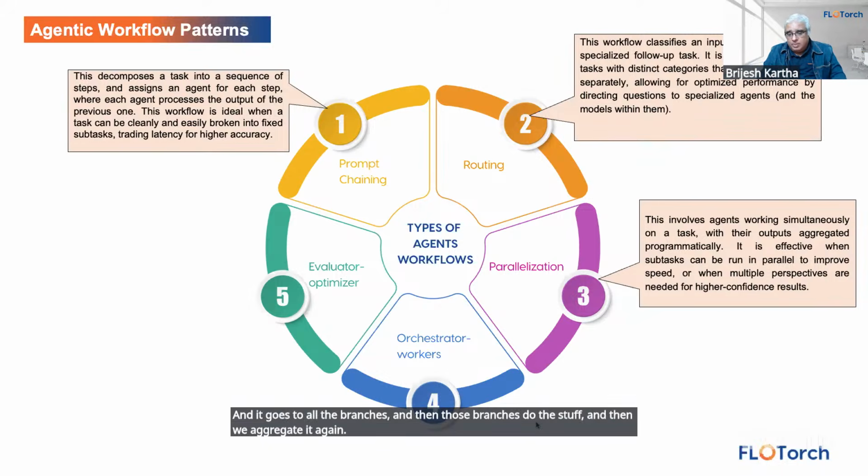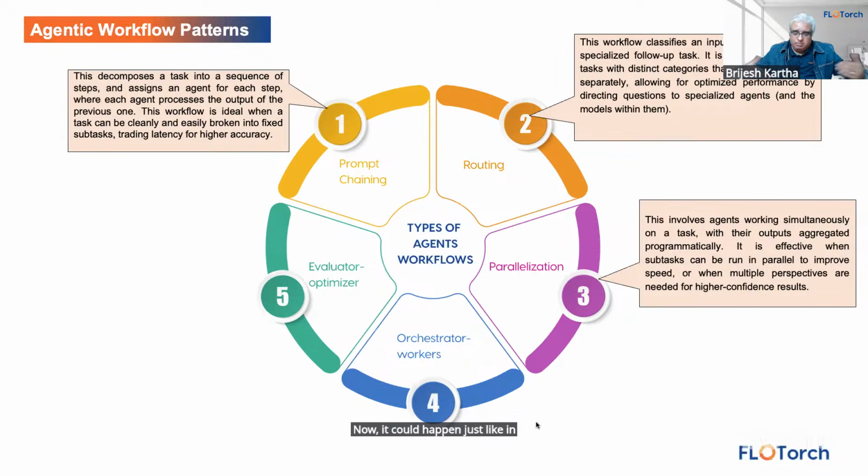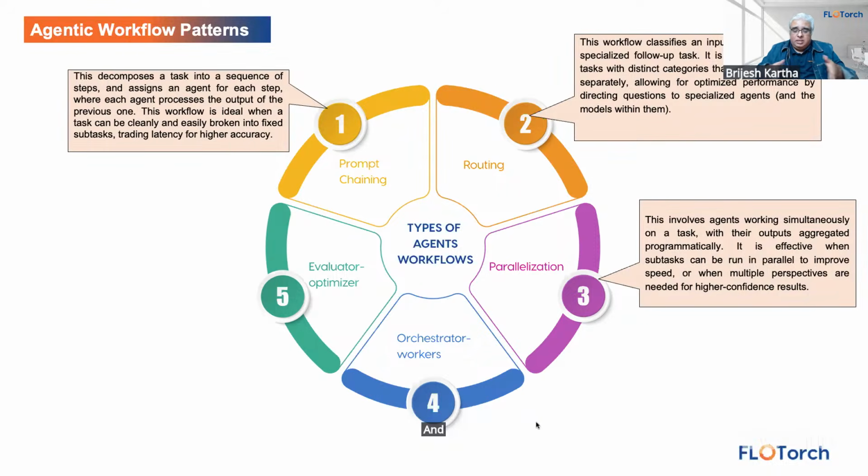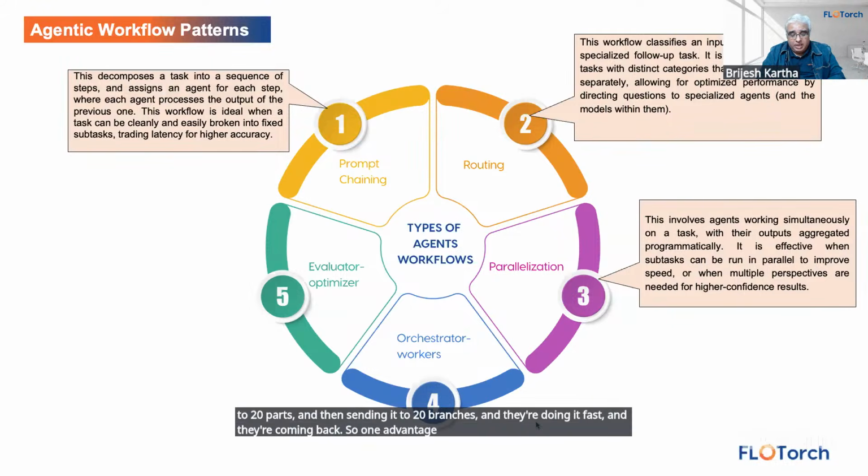Now, it could happen just like in the CPU world, where this parallelization is happening because the problem is that difficult, and the first agent is splitting the problem into 20 parts and then sending it to 20 branches, and they're doing it fast and they're coming back. So one advantage of parallelization would be speed.